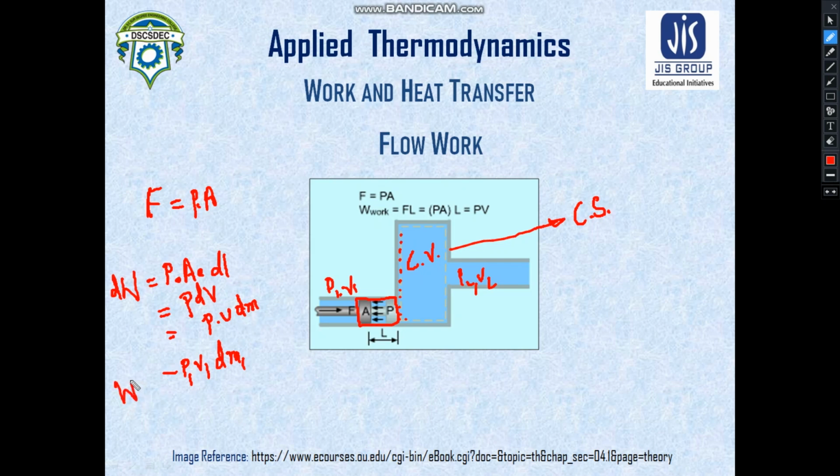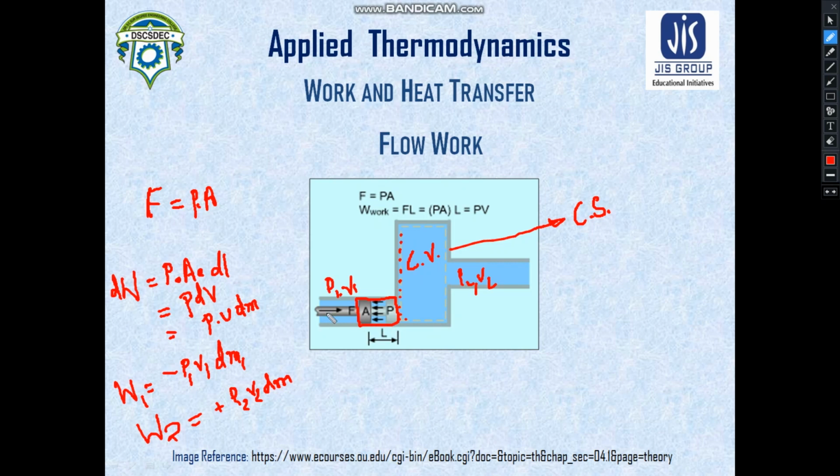So at inlet condition, let us write down W1. It will be minus because the surroundings is doing work on the control volume. And at the outlet condition, it will be plus, because the system is exerting some amount of force on the surroundings, so it will be plus P2 v2 dm. This information will be very much required when we discuss the first law applied to the flow process, so you must remember it.